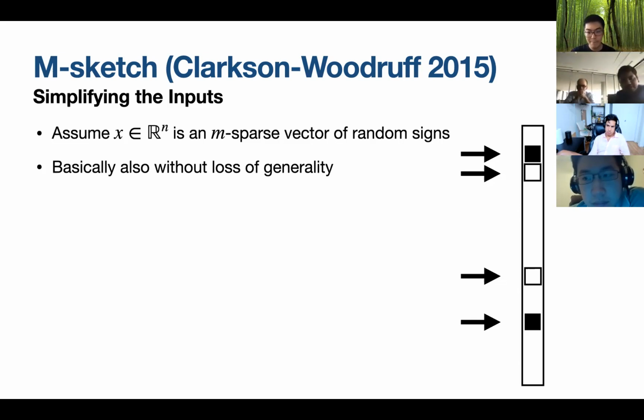So just to understand, maybe I misunderstood earlier. So basically what you're saying is that you can assume that the vectors that you want to sketch are plus or minus 1 or 0 coordinates. That's what you're saying, right? Exactly, yeah. Okay.